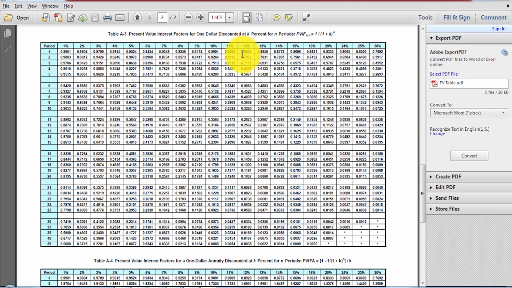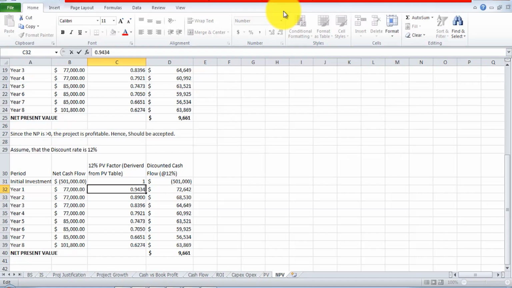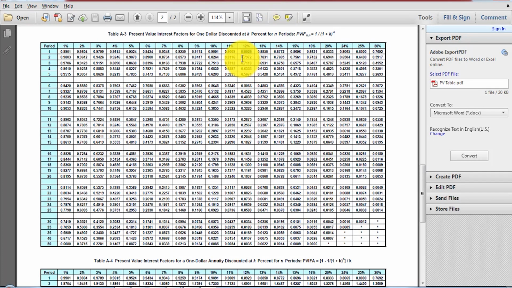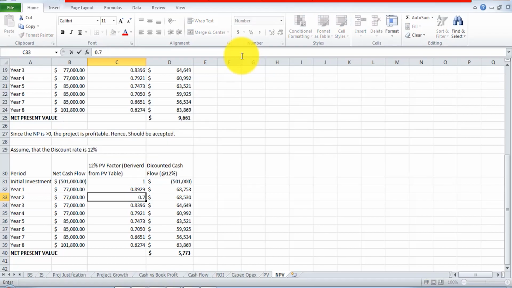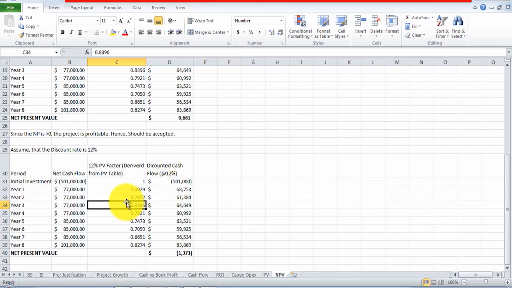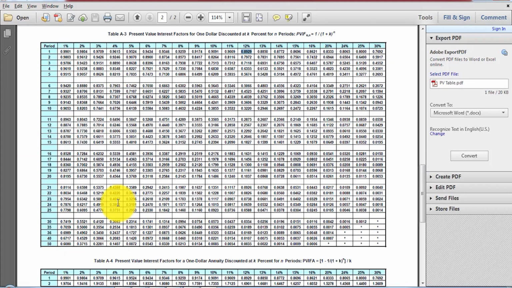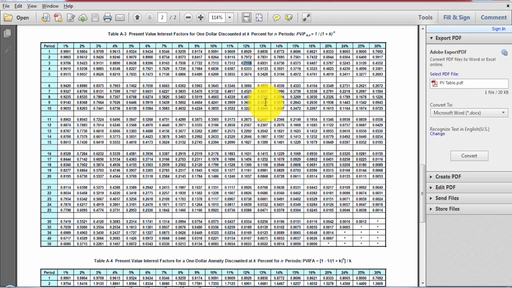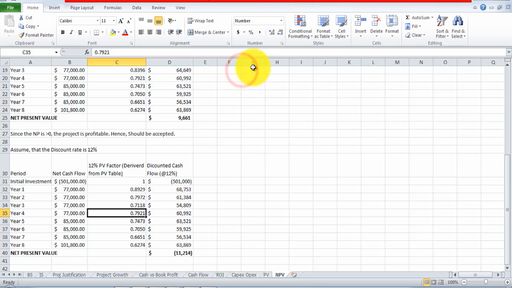For the first year, it's going to be 0.8929. For the next year, it's going to be 0.7972. Notice this, because it's formula based, the moment you enter the revised present value factor over here, all the computation takes care of itself. For the third year, it's going to be 0.7118. For the fourth year, it's going to be 0.6355. Fifth year, it's going to be 0.5674.